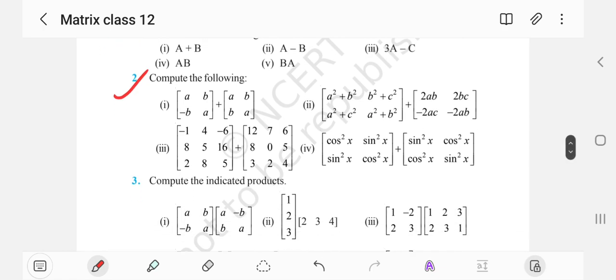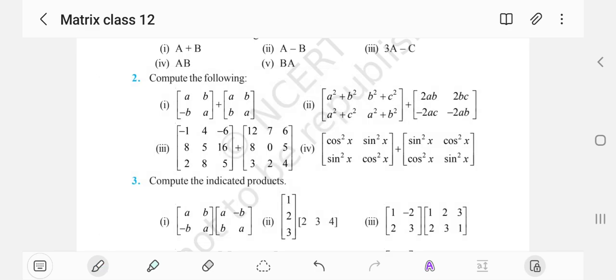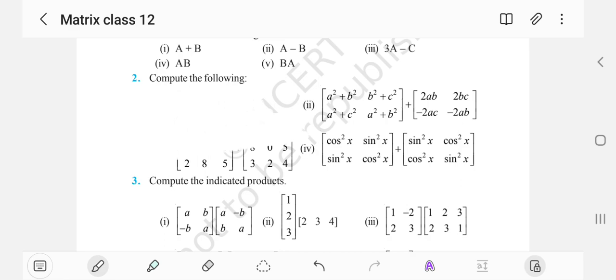Now moving ahead to question number 2, what do we have to do? We have to compute the following. In part A, we are given the operation of addition, so we will add them. In all these parts, we are given the addition, so we have to simply add them, nothing much. Let me do some parts of it. Let me tell you the B part and the fourth part, both of these two parts.